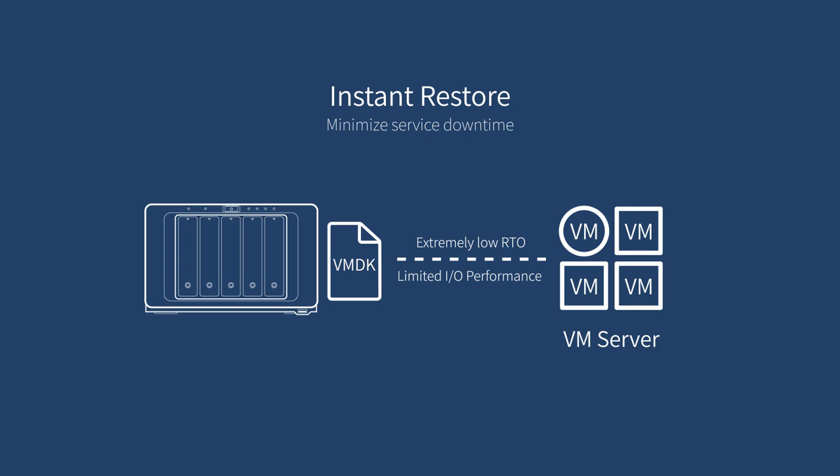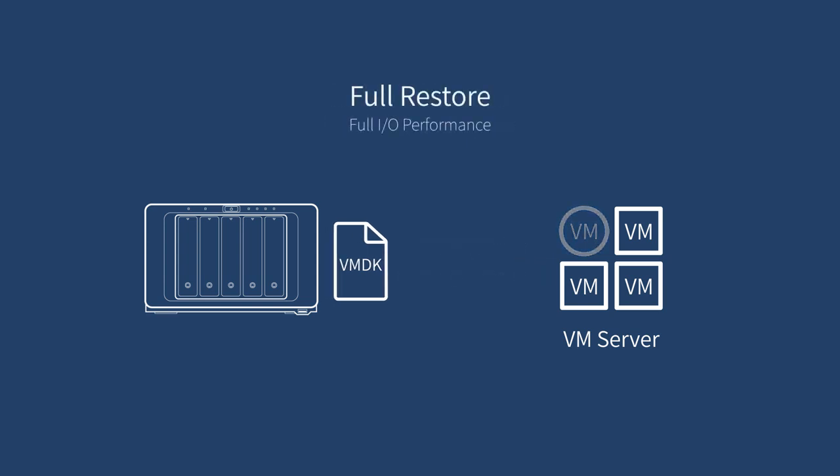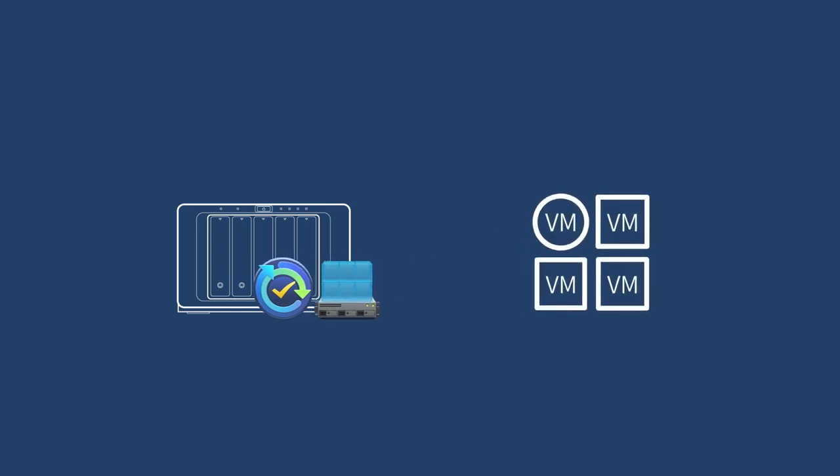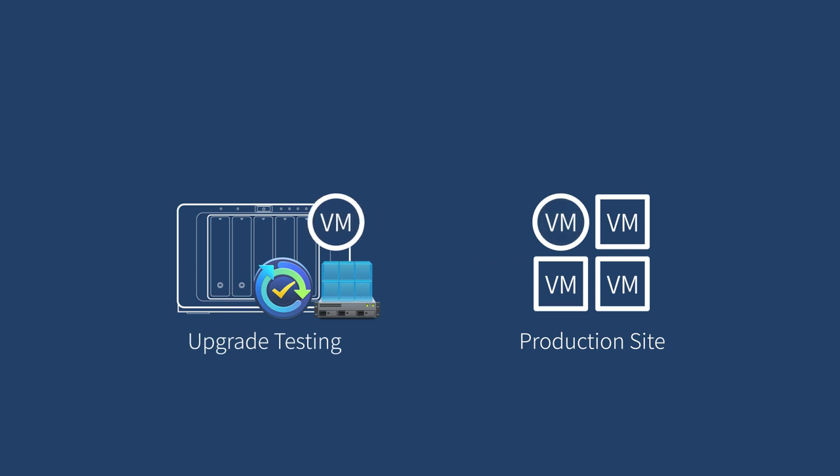If you expect full I/O performance, you can recover the full VM by selecting Full VM Restore. Besides these 2 recovery options, the integration with Synology exclusive Virtual Machine Manager, VMM, turns Synology NAS into a temporary DR site if the main production site goes down, instantly running your backup image on your NAS. It can also serve as a temporary upgrade testing environment without affecting the production site.